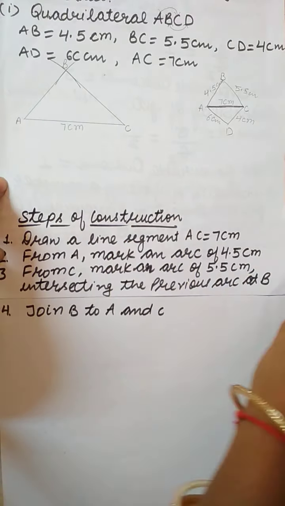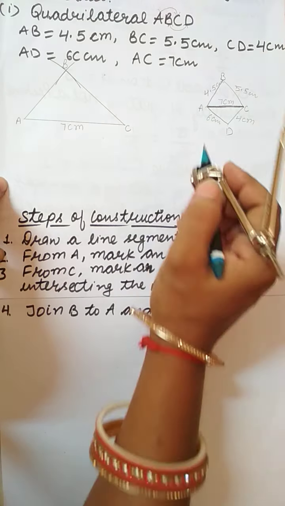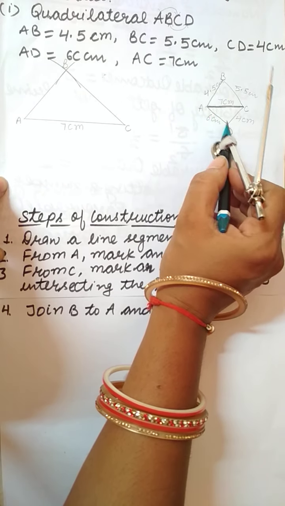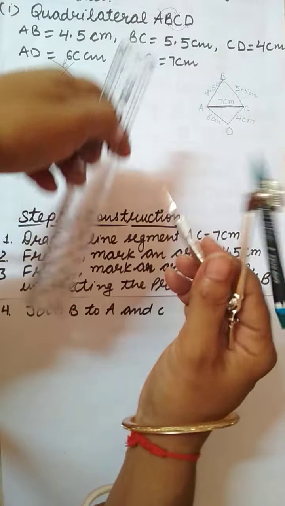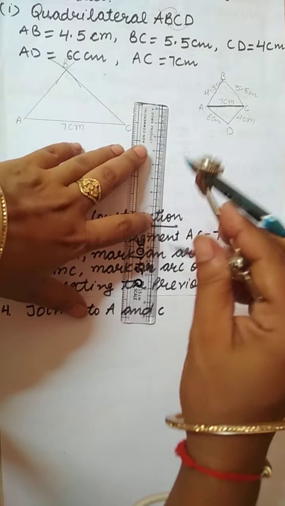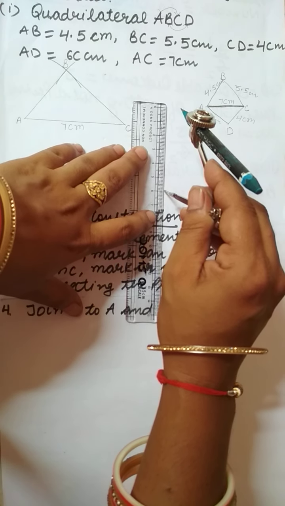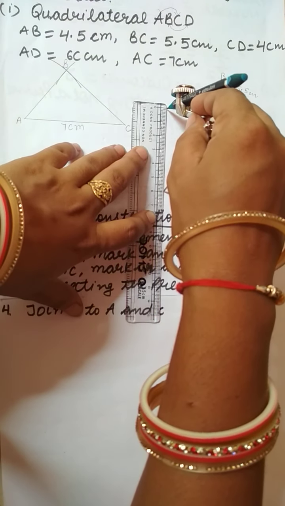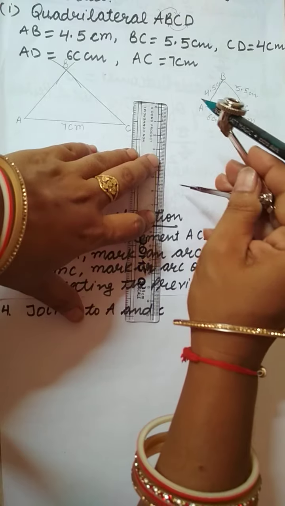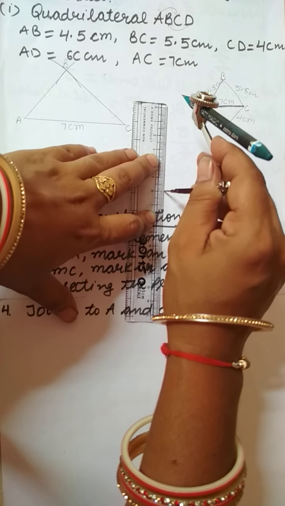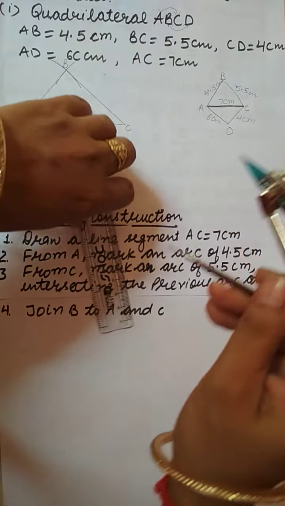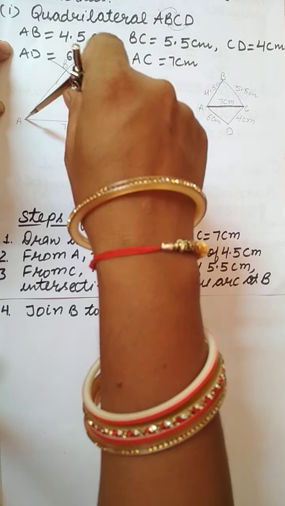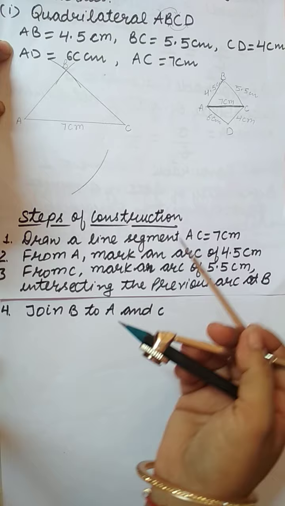Now the upper triangle is formed. Now we will mark the arcs for the lower triangle. That is, from A we will mark an arc of 6 centimeter. Now again open your compass equal to 6 centimeter. Mark the arc from A to form the lower triangle.